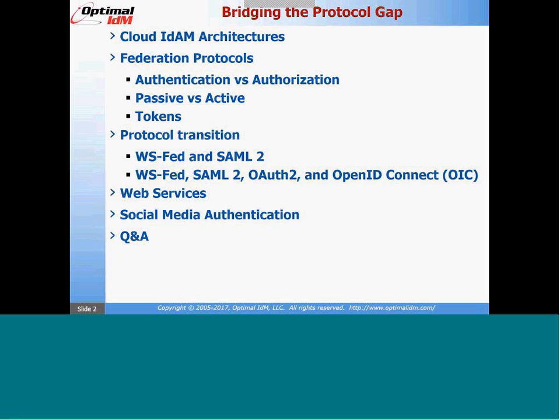I'll start by talking about different cloud identity management architectures. I'll work out the different federation protocols involved. We'll discuss the difference between authentication and authorization. We'll talk about passive versus active authentication. We'll discuss different token types. Then into the meat of the protocol transition, and by protocol transition, I essentially mean marrying one protocol to another. We'll talk about how it plays into web services, and we'll talk about social media authentication. And time permitting, we'll have time for Q&A.